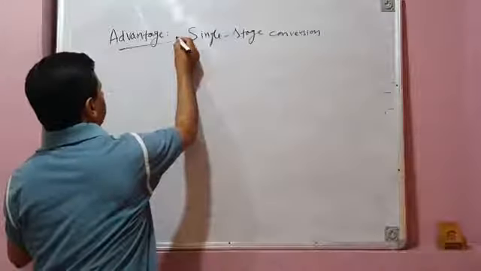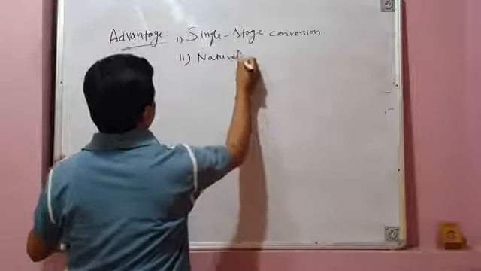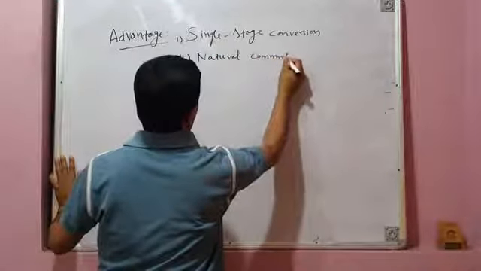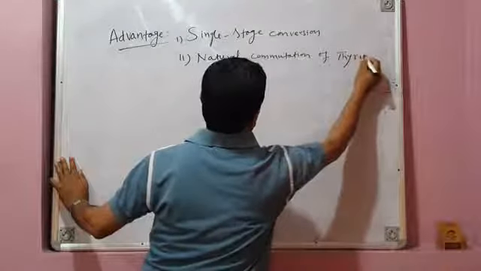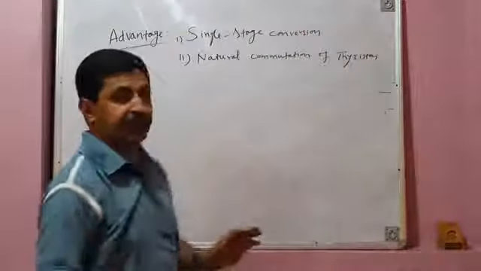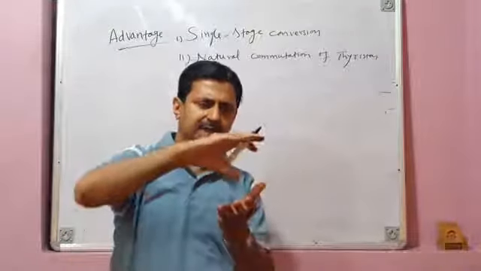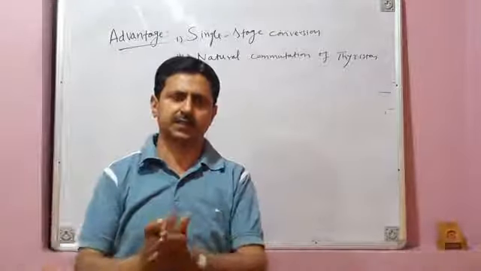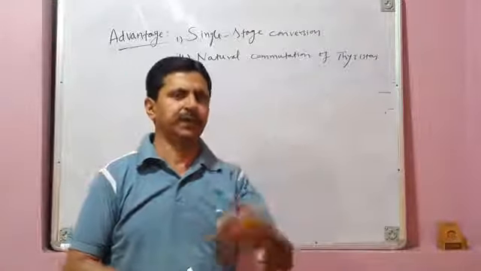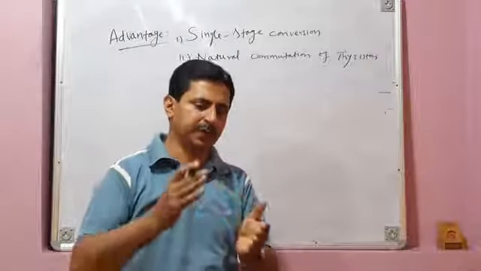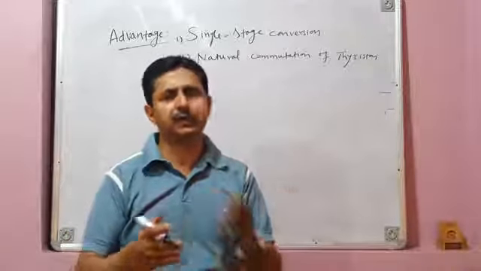Okay. That's number one. And number two, natural commutation of thyristors. Single stage conversion means it is an AC to AC converter. You don't have to create a DC link just like for an inverter. You have AC at input, output is also AC. So single stage conversion, you have a single converter, AC to AC converter or cycloconverter. You don't have any front-end converter. So that reduces the cost, and that reduces the size and also losses.